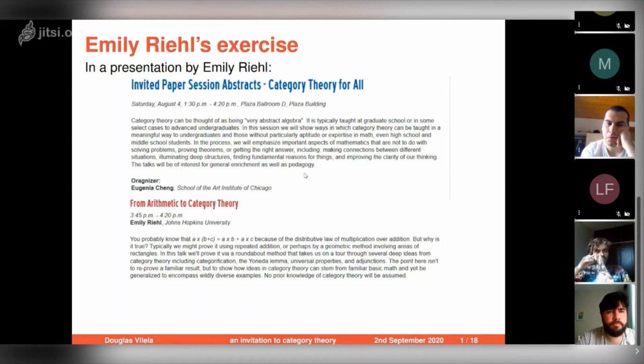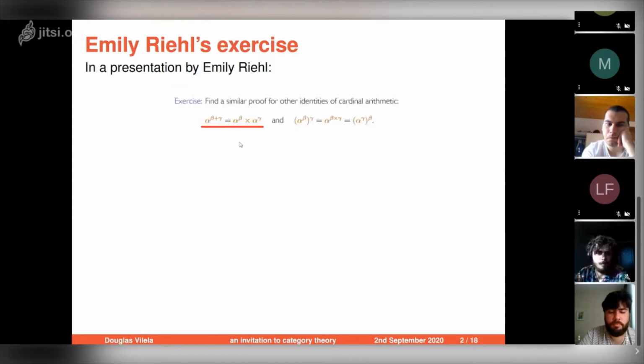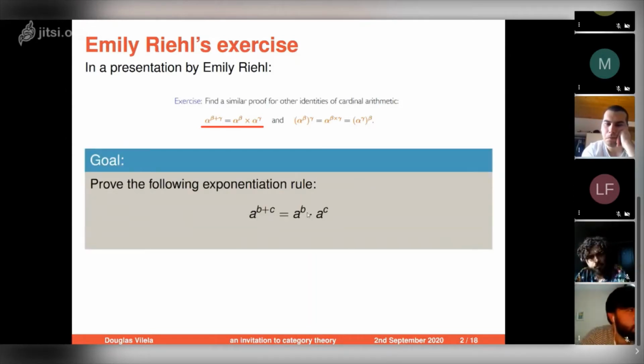In this seminar, she presents a really basic identity of arithmetic and uses some of the ideas of category theory to prove this identity. And she gave us a little exercise, that is to prove these two identities. So now in this seminar, I will just do this one.